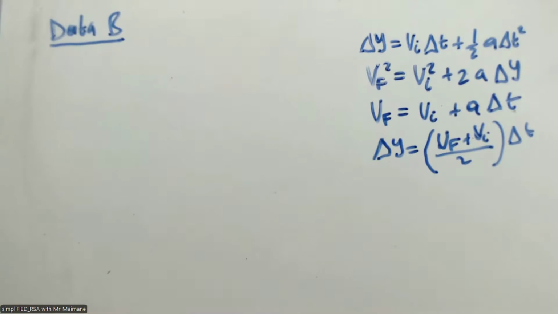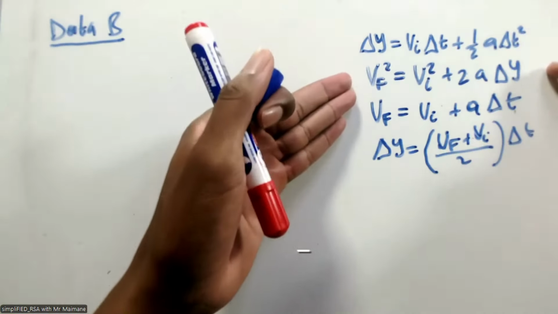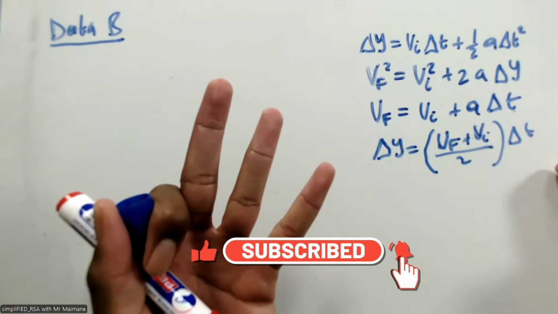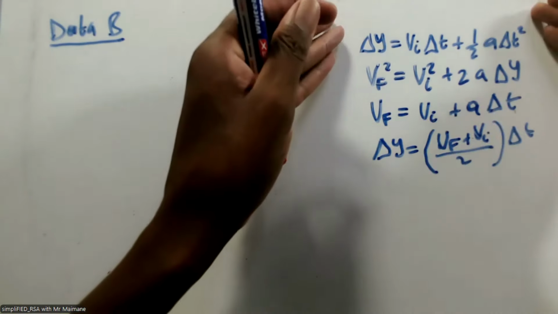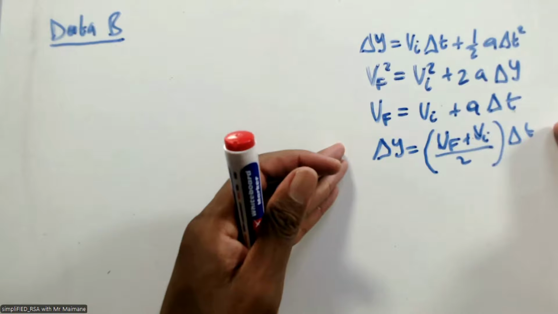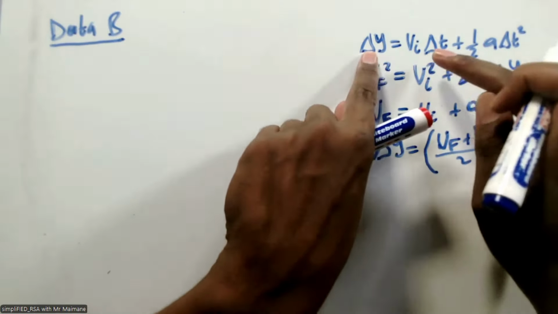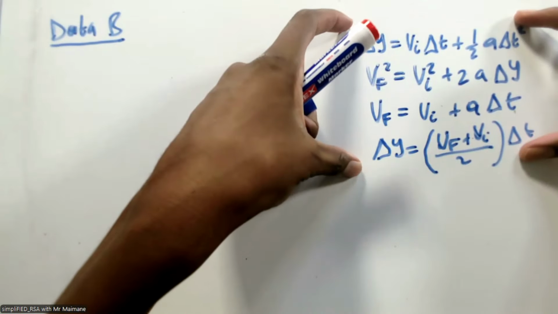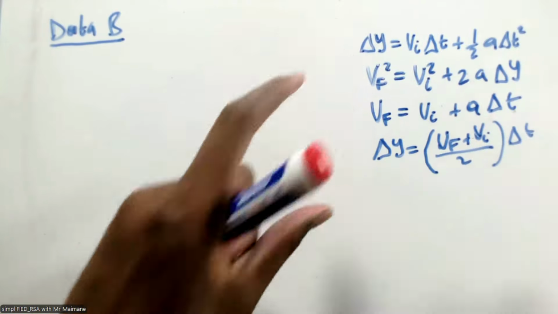So the information we have regarding block B, because for you to use any of these equations of motion, you must have at least three variables that you know in order to determine the fourth one, because each one of these equations is composed of four variables. For example, 1, 2, 3, 4. It has four unknowns, so you have to have three knowns for you to determine the one unknown.